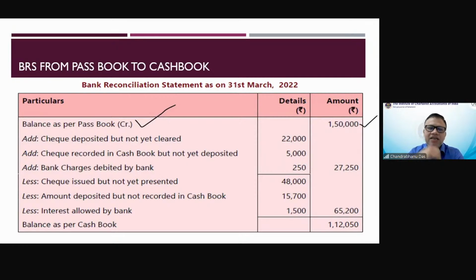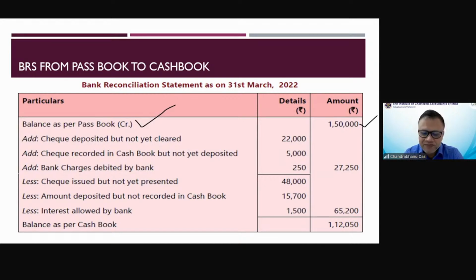So what you can do is start from the passbook and arrive at the cash book. As I said earlier, when there are a number of zeros, it becomes very smooth to start the add and less. So when you start from the balance as per passbook, you are arriving at the cash book. That means you have to add those points which have to be added in the cash book, and leave those points which are there in the bank book.